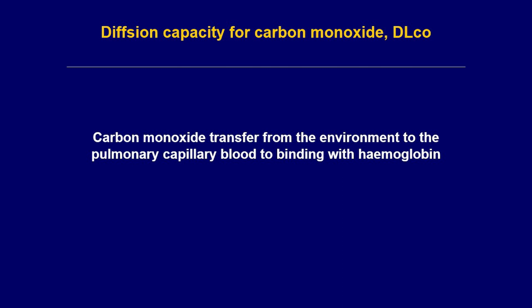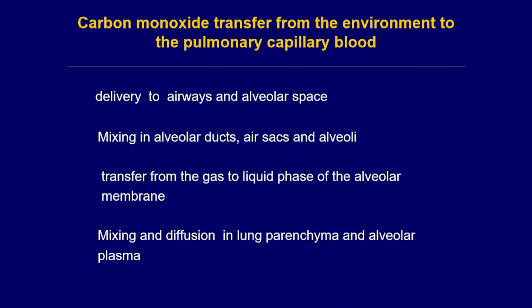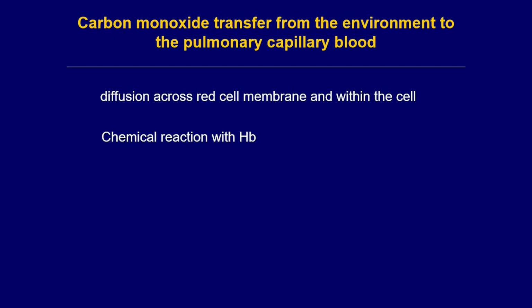I will now go in short view about the steps which a gas has to make from the mouth to the capillaries. This is very complex, and therefore I say it very slow. Delivery of the gas to the airways and to the alveolar space. Then the mixing of the gas in the alveolar ducts, the air sacs and the alveoli. Then the transfer from the gas to the liquid phase of the alveolar membrane. And then the mixing and diffusion in lung parenchyma and alveolar plasma. And then finally, a diffusion across the red cell membrane and within the cell. And then the chemical reaction with hemoglobin.